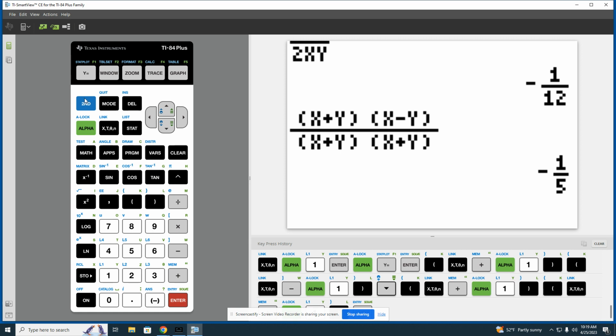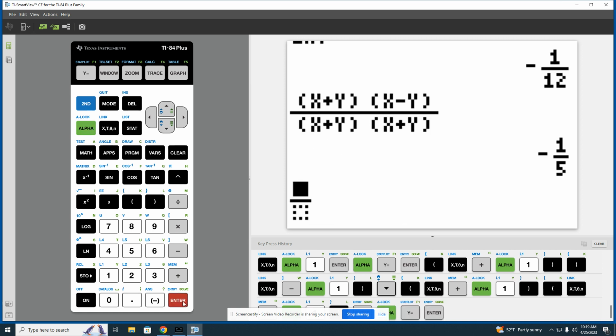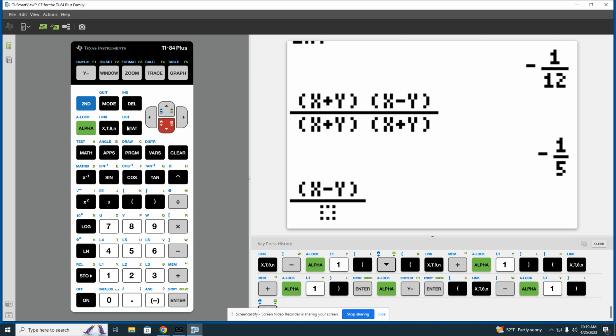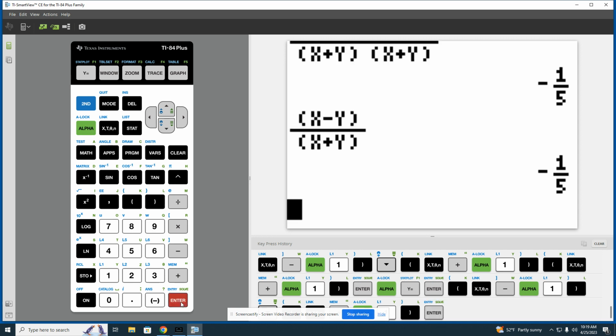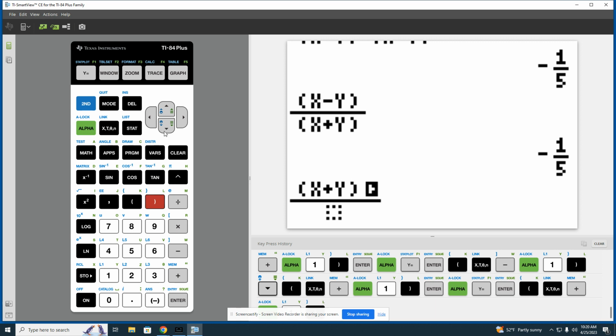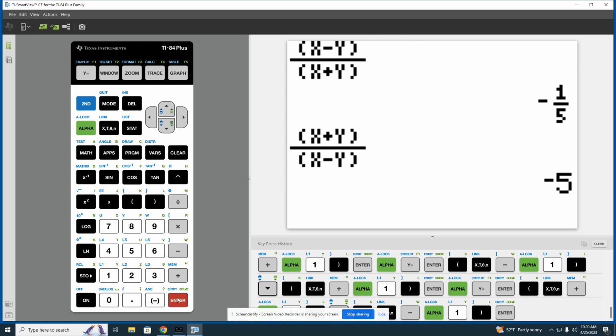Let's try C. Alpha y equals number 1. We've got x minus y up top. I'm typing them in just like I see them on my paper. In the bottom, I've got x plus y. Does that equal my goal value of -1/5? So C is an answer. Let's try D. Alpha y equals number 1. Up top, I've got x plus y. On the bottom, I've got x minus y. Does that equal my same goal value of -1/5?